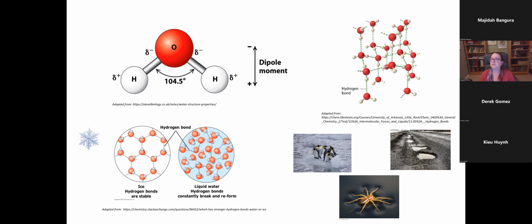Now compare those two, the one on the left and the one on the right. The one on the left is really open. There's a lot of space in there. That's a low density version, right? Liquid water, where there are more molecules in the same amount of space, is more dense. So ice floats on water. It's less dense, right? And our penguins are super happy about that over here.